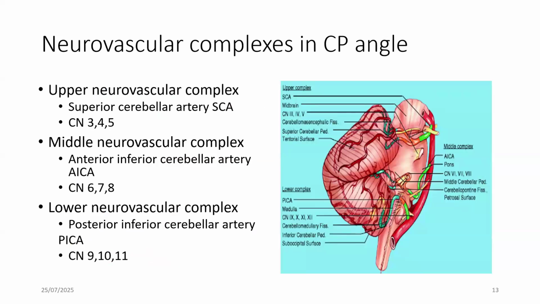Then the neurovascular complexes in the CP angle are divided into upper neurovascular complex, middle neurovascular complex, and lower neurovascular complex. And these are done in relation to the branches of the vessels that are taking their branch from the vertebrobasilar system. So superior cerebellar artery alongside cranial nerves 3, 4, 5; middle neurovascular complex, the anterior inferior cerebellar artery in relation to cranial nerves 6, 7, and 8; and lower neurovascular complex, with posterior inferior cerebellar artery, that's PICA, in relation to cranial nerves 9, 10, and 11.